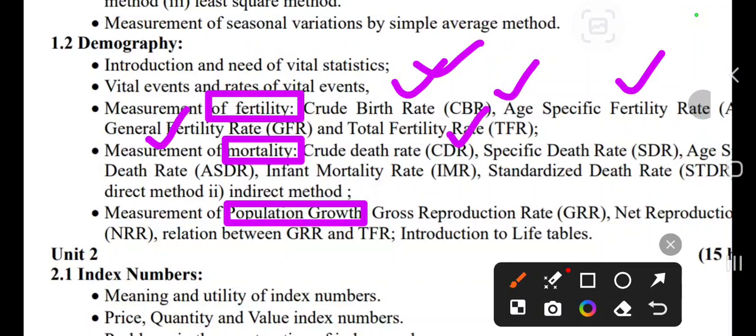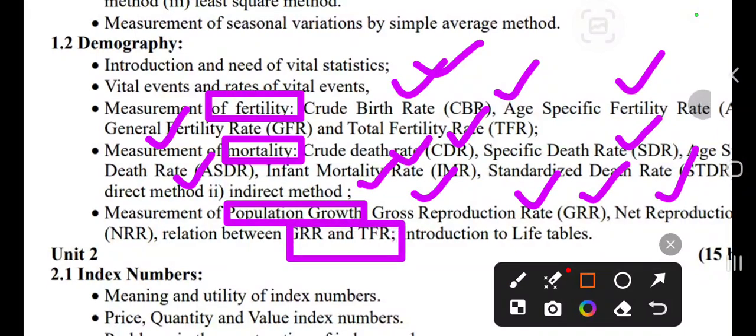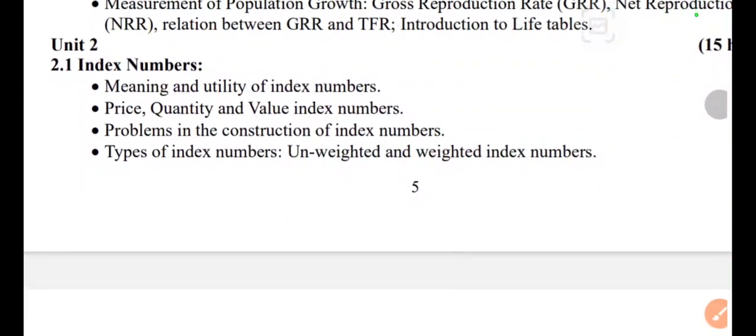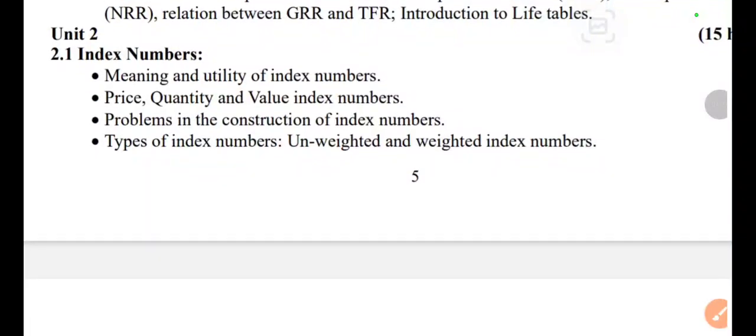There are a few measurements of mortality: crude death rate, specific death rate, age-specific death rate, infant mortality rate, and standardized death rate, in which there are two methods, a direct method and an indirect method. In measurement of population growth, one is the gross reproduction rate, the second one is the net reproduction rate. We need to understand the difference between GRR and TFR and the introduction of life tables. Normally, friends, life tables are used in the insurance sector, in which one has to pay the premium, and what would be the premium for a certain age group.